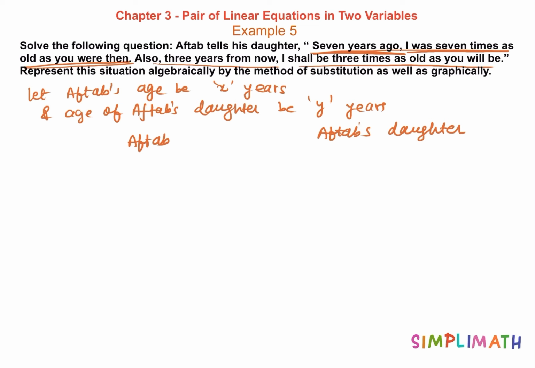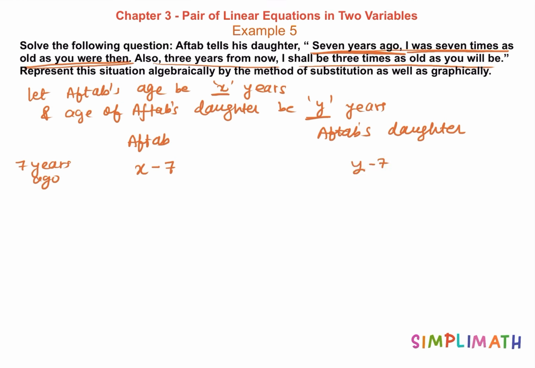So we know at present Aftab's age is X years. So 7 years ago Aftab's age would be X minus 7 years. And we know at present Aftab's daughter's age is Y years. So 7 years ago his daughter's age would be Y minus 7 years.